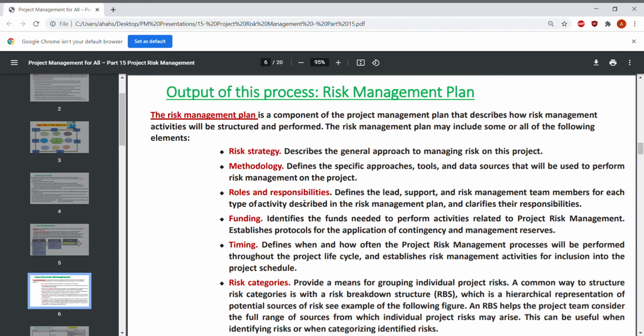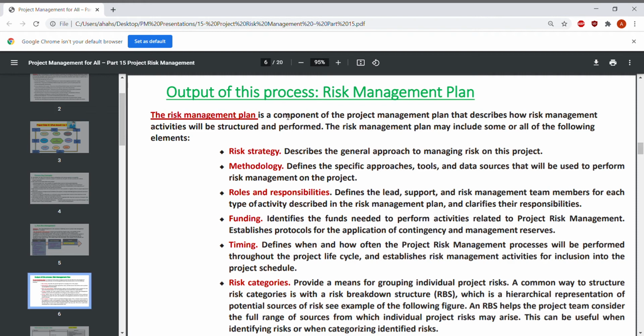So the risk management plan is a component of the project management plan that describes how risk management activities will be structured and performed. And it will include some or all of the following elements. So the risk management plan includes the strategy, which describes the general approach to managing risks on the project.